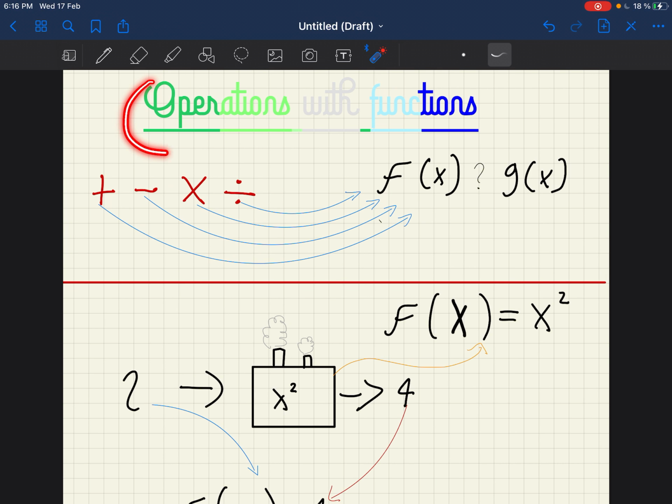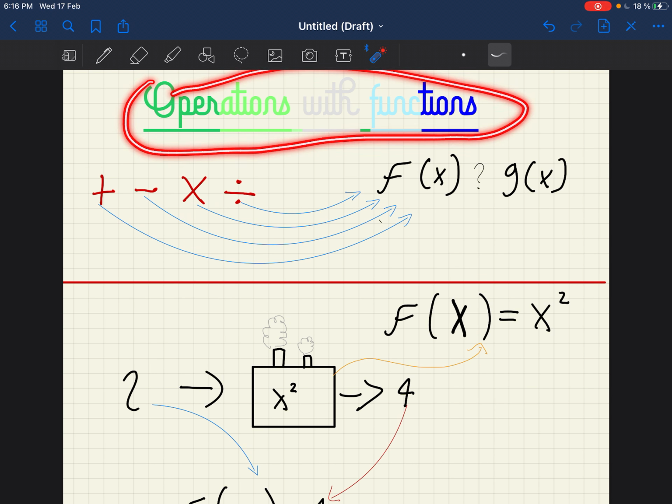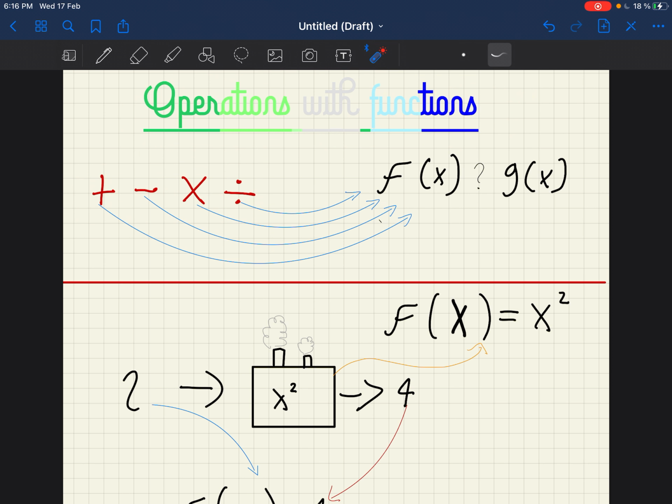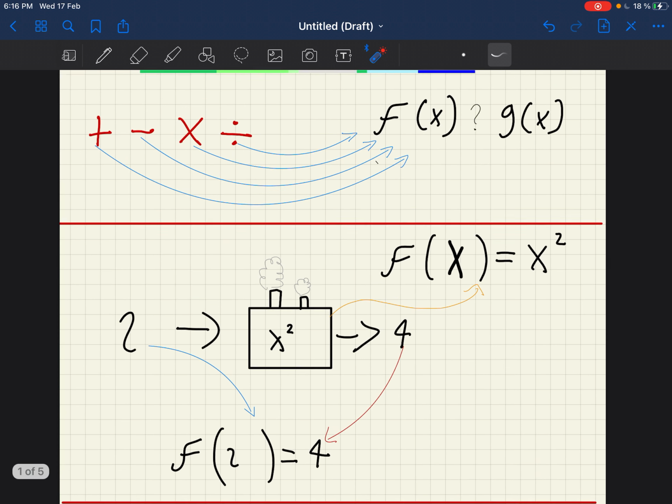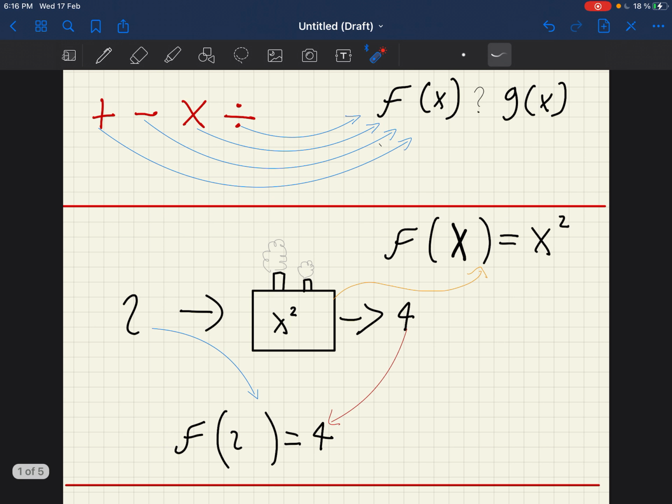Today, I'm going to teach you how to make operations with functions, being adding, subtracting, multiplying, and dividing, the ones that we're going to work on today. But first, we need to take a look at what functions are.